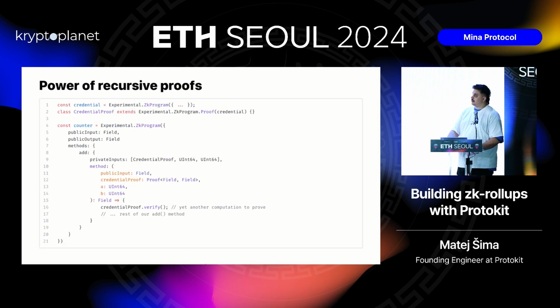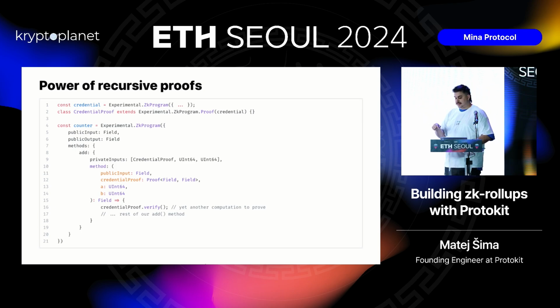Another interesting aspect of circuits and proof systems is the fact that the proofs or the circuits can be recursive. That means that you can have two separate programs, one responsible for the counter incrementation and another one responsible for authorizing that you are an actual, valid user that has the permission to do something to the counter. So at the top we have a mock ZK program that defines a credential proof, and we can extend our counter program with a new private input, which is going to be a proof, the credential proof.